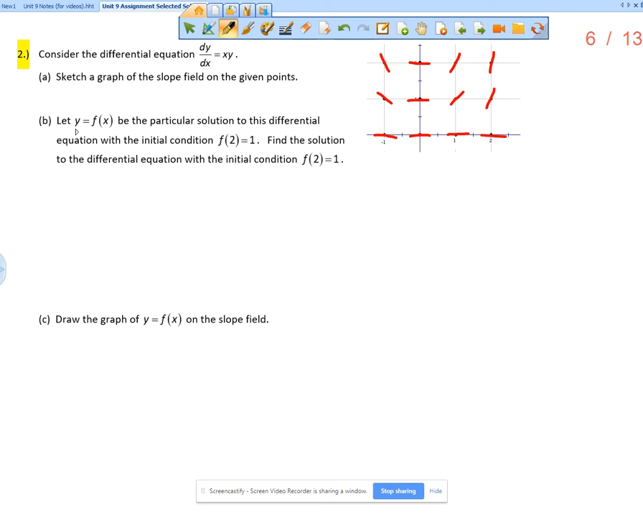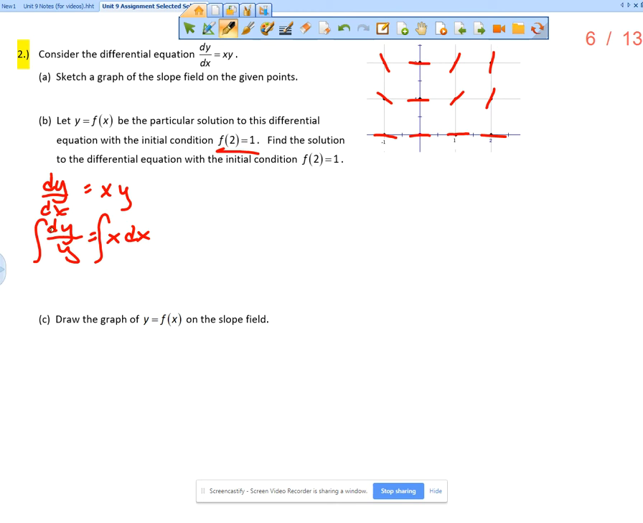Now it says B. Let y equals f of x be the particular solution to this differential equation with the initial condition f of 2 is 1. Find the solution to the differential equation with the initial condition f of 2 equals 1. First of all, dy/dx equals xy, so we're going to separate the variables. So dy over y equals x dx. Now once we separate, we're ready to integrate.